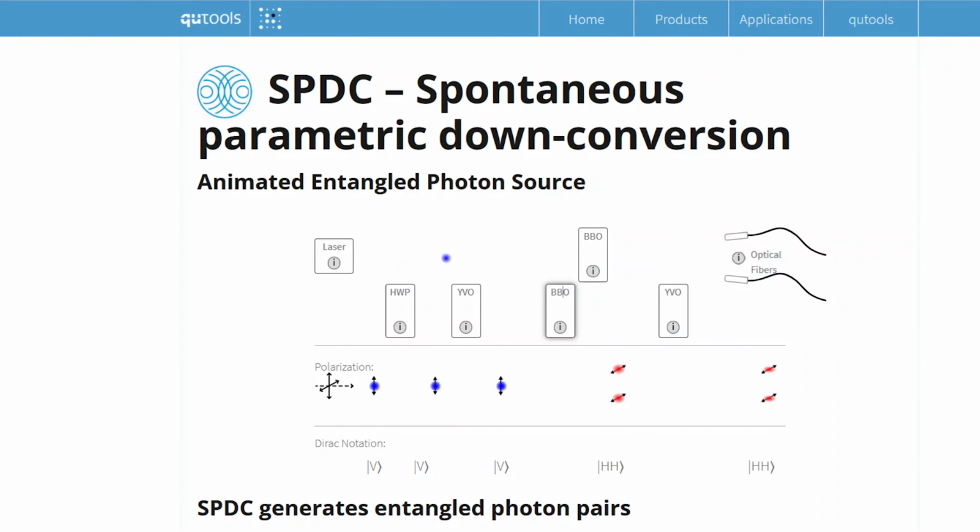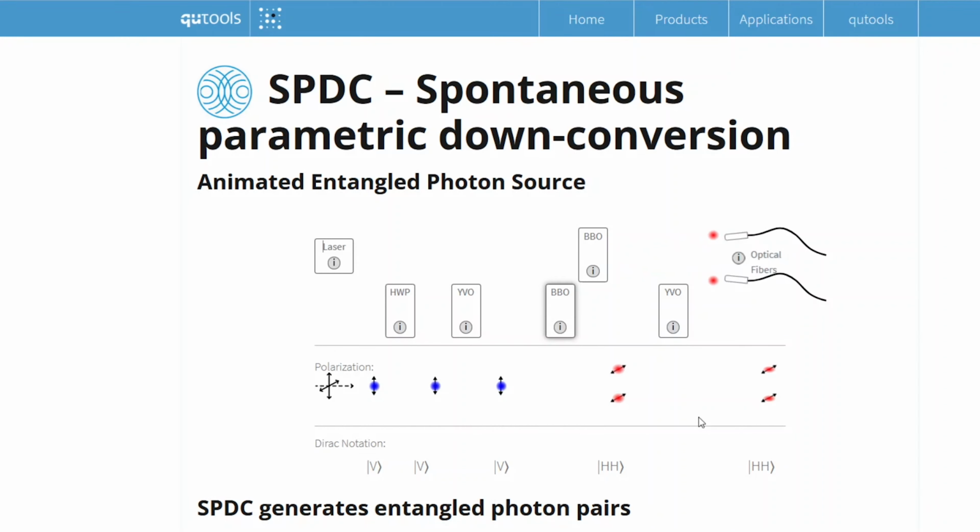So here you can see how 1 photon of the laser is transformed into 2 down-converted photons in the BBO crystal. Those are then coupled into the optical fibers. On the bottom you can also see the polarization state of everything, which I will talk more about later. And you can also see the Dirac notation right at the bottom. So this state is not entangled.